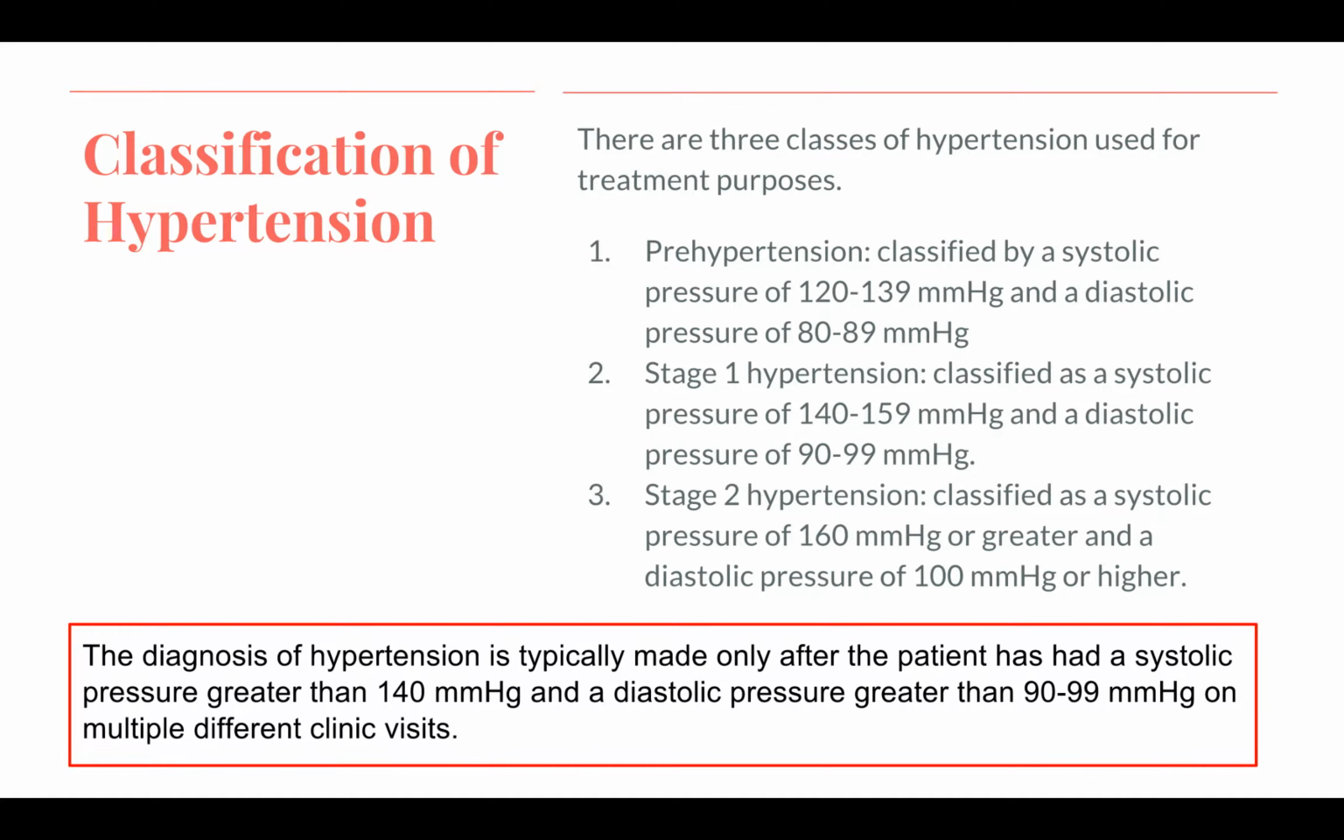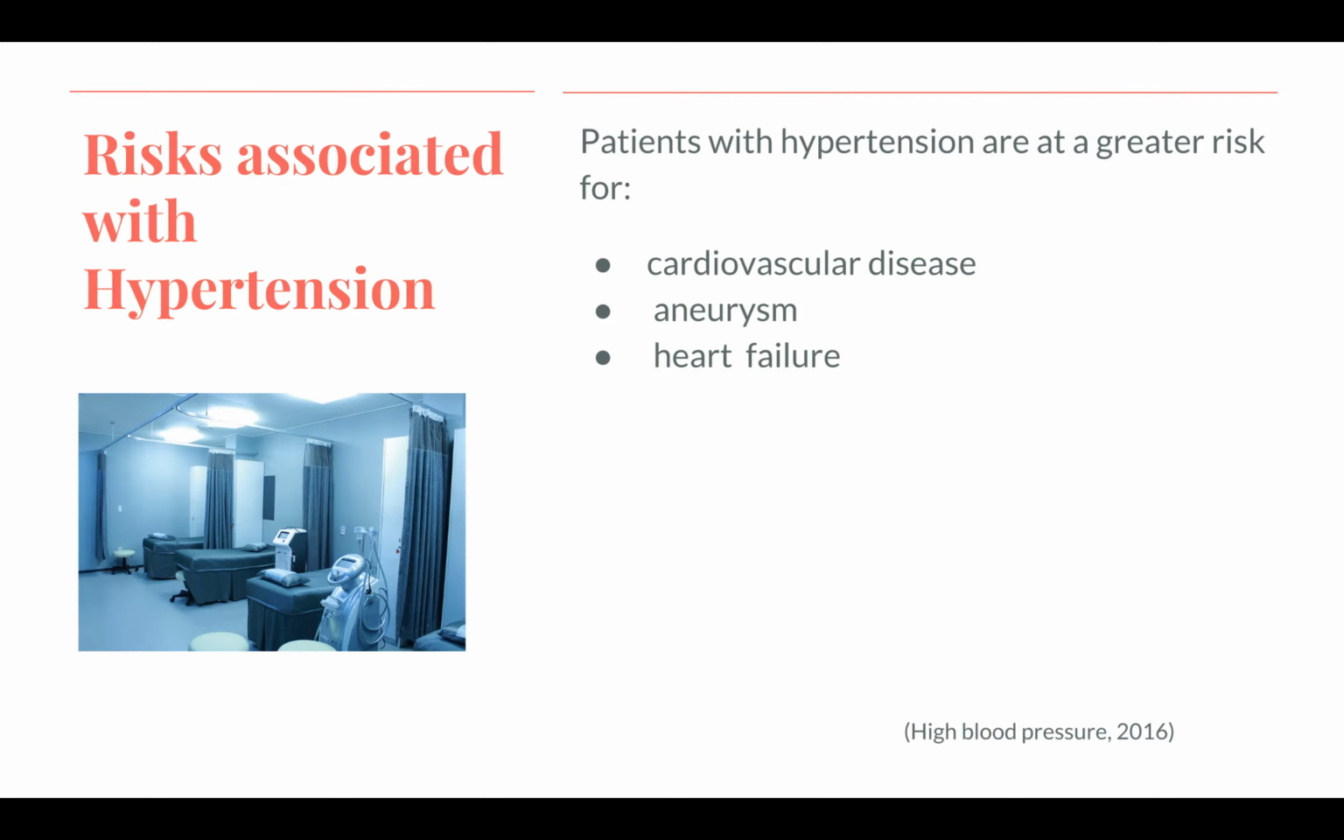As a nurse, it's important to understand that fluctuations in blood pressure can be transient and due to things such as stress or pain. The diagnosis of hypertension is typically made only after the patient has had a systolic pressure greater than 140 millimeters of mercury and a diastolic pressure greater than 90 to 99 millimeters of mercury on multiple different clinic visits. Patients with hypertension are at a greater risk for cardiovascular disease, aneurysm, and heart failure.